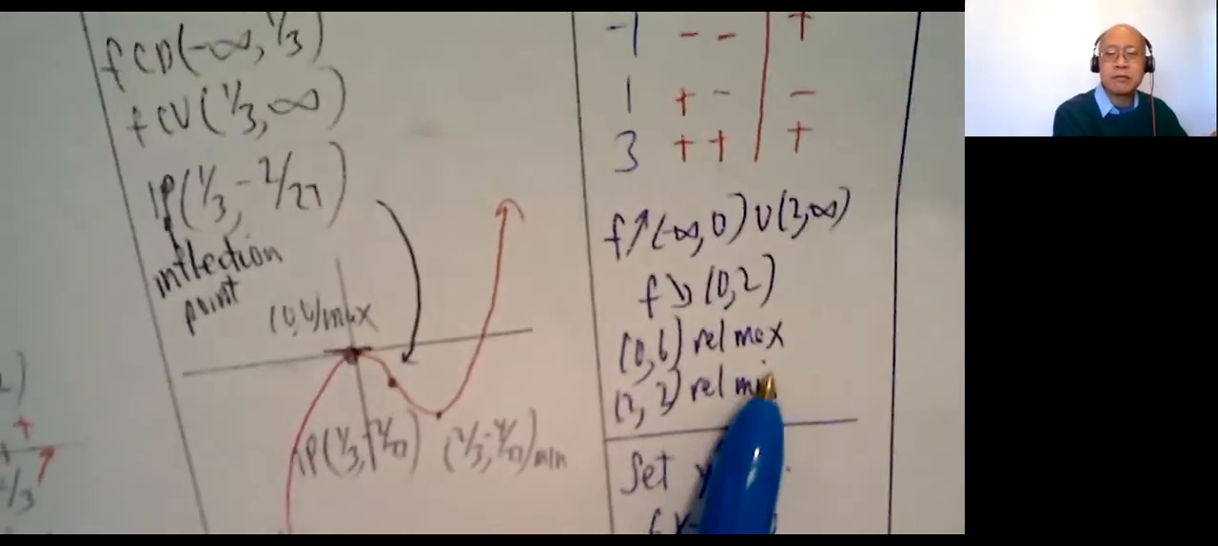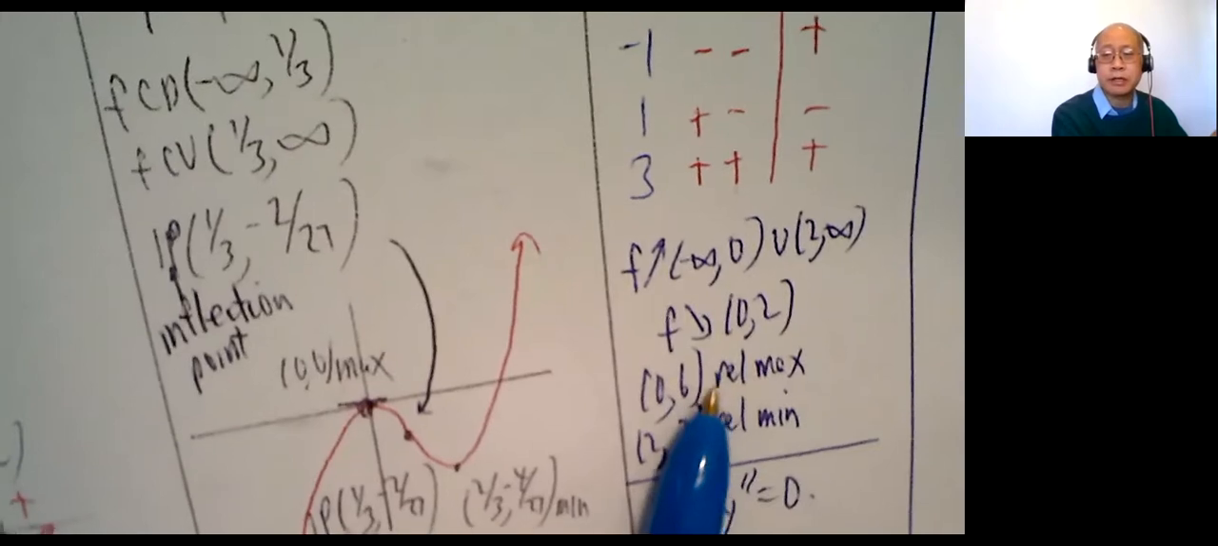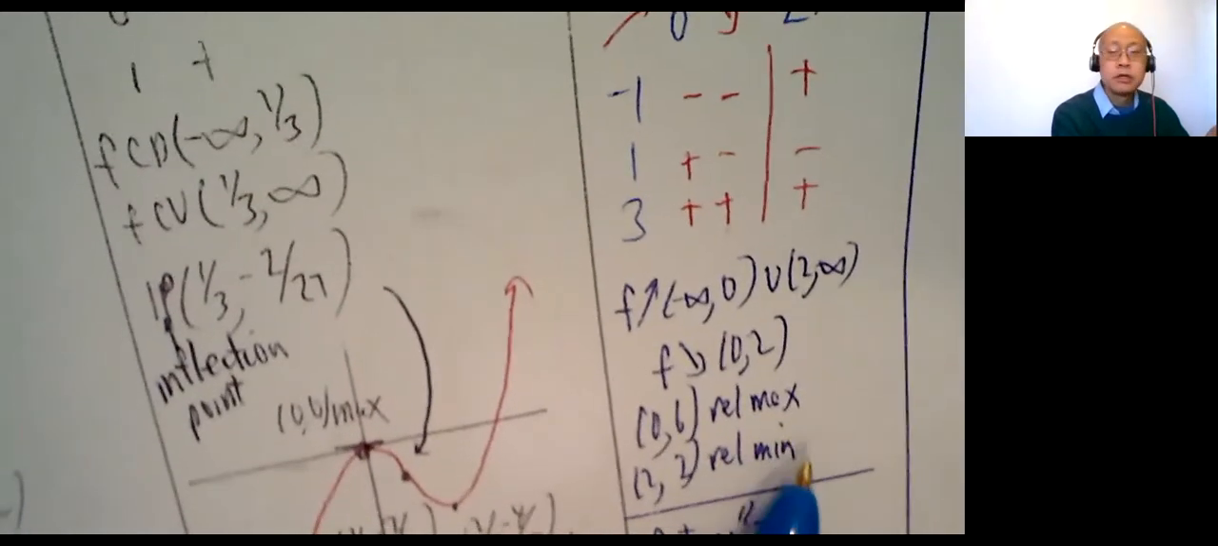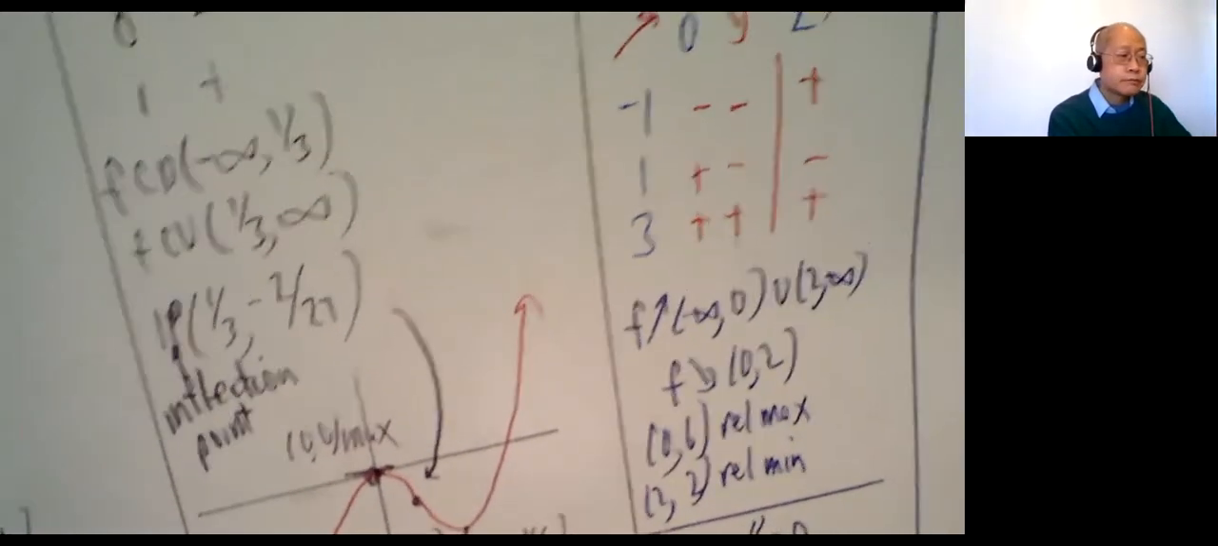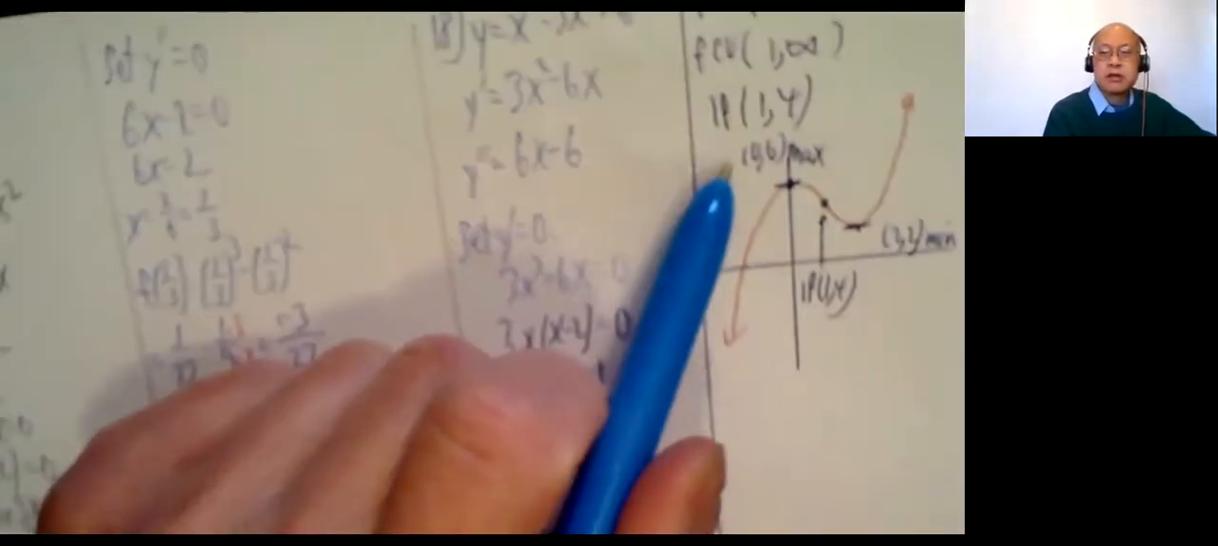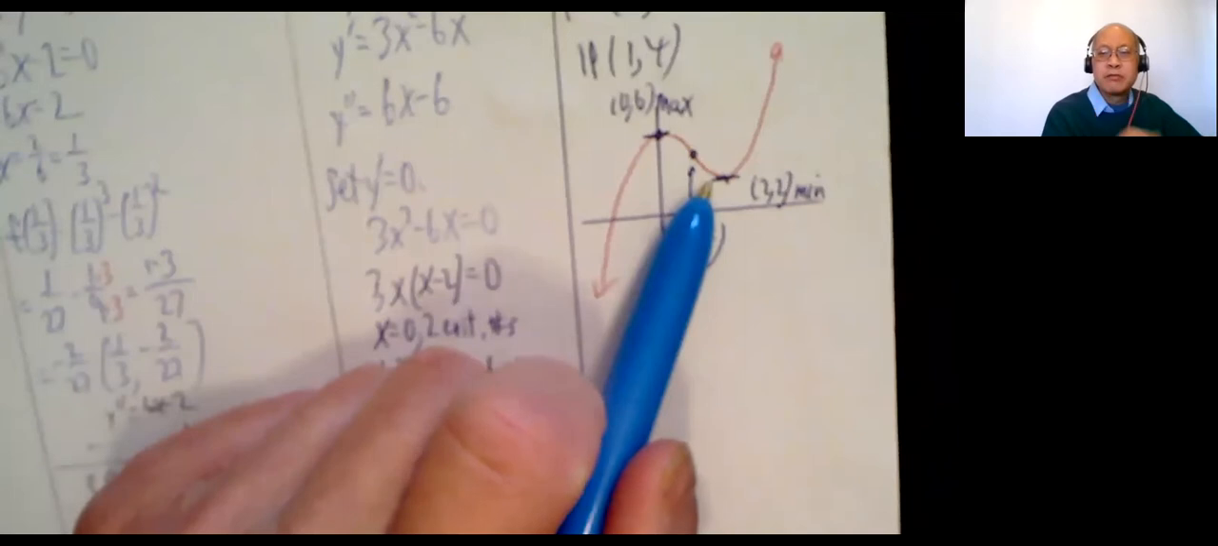Again, that's like last time. And again, that's like the quiz I'm about to give you later. So here we are, 0, 6, maximum, 2, 2, minimum. We don't know about this inflection point stuff yet, so we'll get to that later.